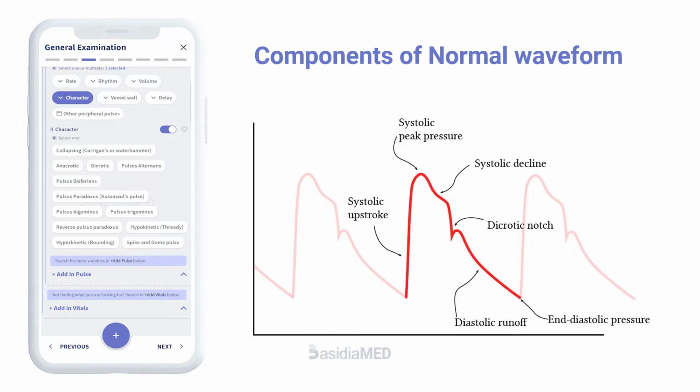Systolic upstroke is the ventricular ejection. Systolic peak pressure is the maximum pressure in the central arteries. Systolic decline represents the end of ventricular contraction. Dicrotic notch is the effect of the aortic valve closing. Diastolic runoff is the drop in pressure which occurs after the aortic valve has closed. End diastolic pressure is the pressure exerted by the vascular tree back upon the aortic valve.